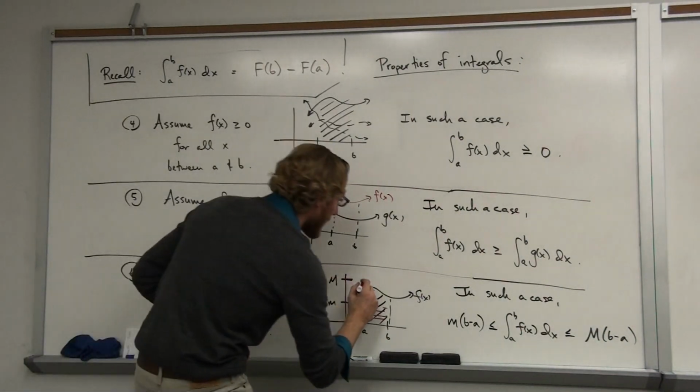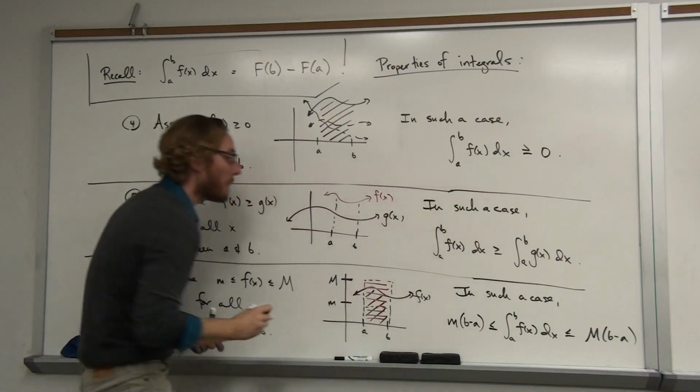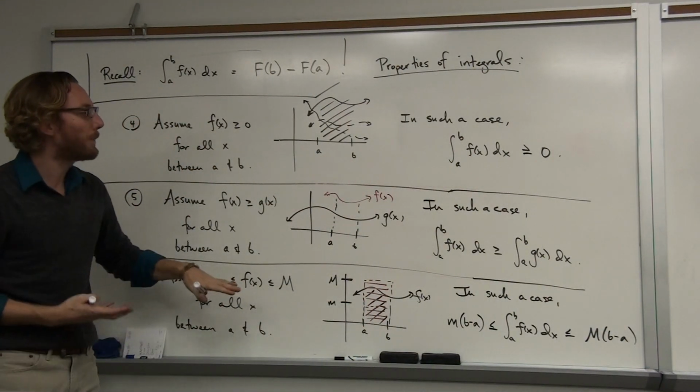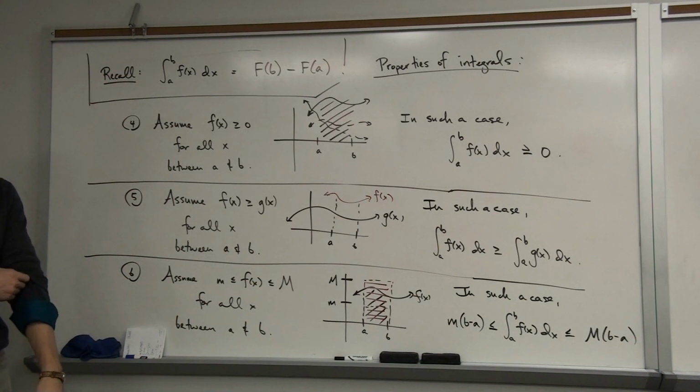And if you build a rectangle at big M, that would be an area that would be more than the area under our function. And this is because big M was bigger than any function value, and little m was smaller than any function value.